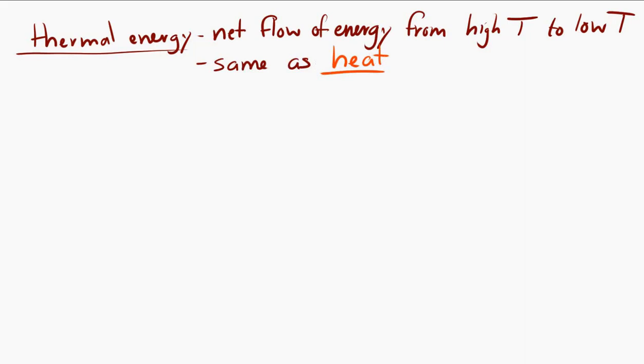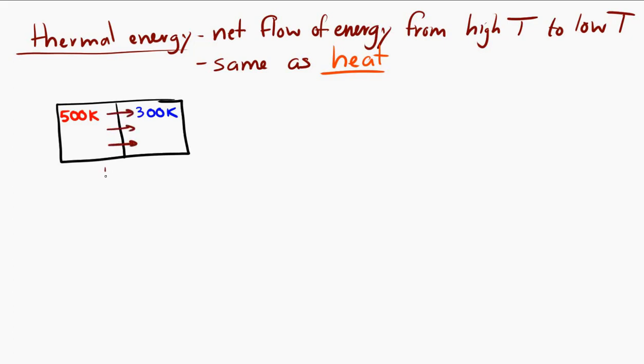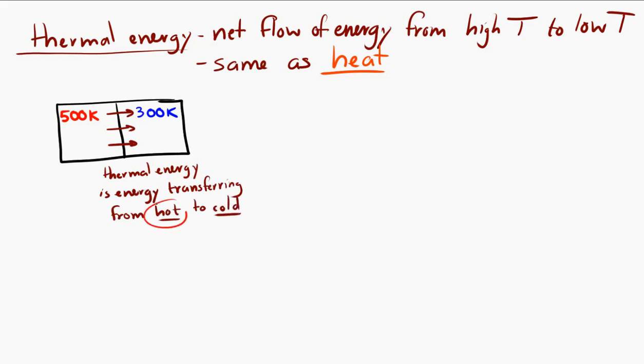So if you had a very hot object next to a cold object, so maybe the hot object is at 500 K and the cold object is at 300 K, well, the thermal energy, or the heat, is the energy that transfers from the hot object to the cold object. And the net flow of energy is always from hot to cold. So, as the energy flows from hot to cold, the hot object is going to lose energy and the cold object is going to gain energy.